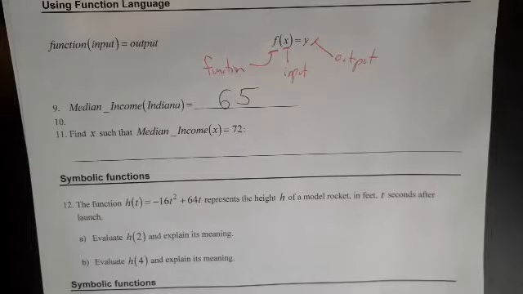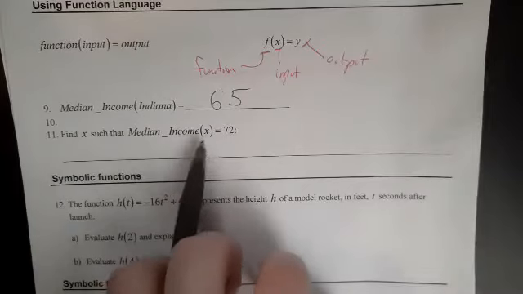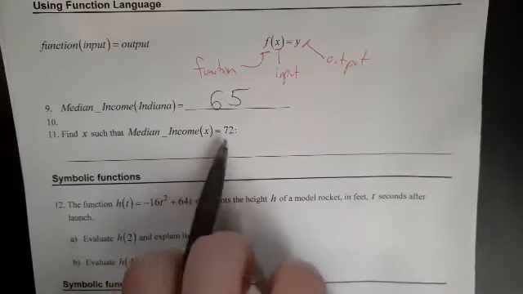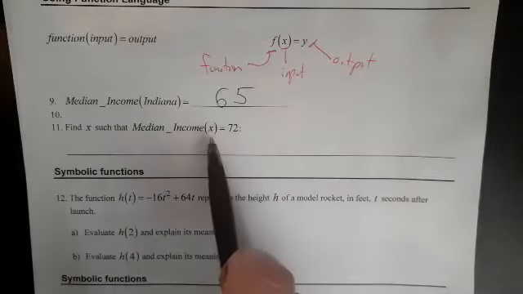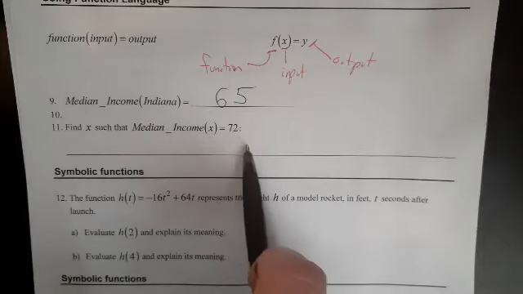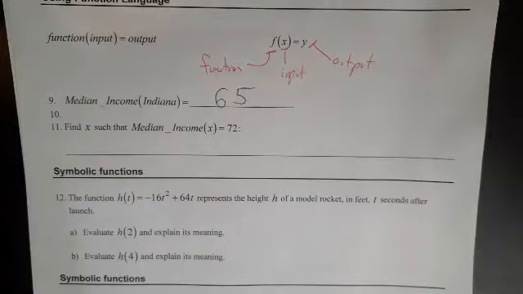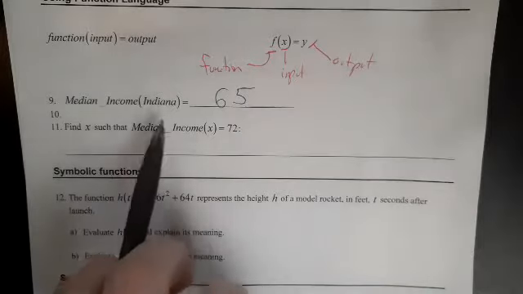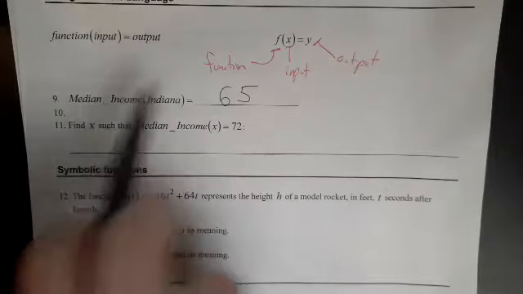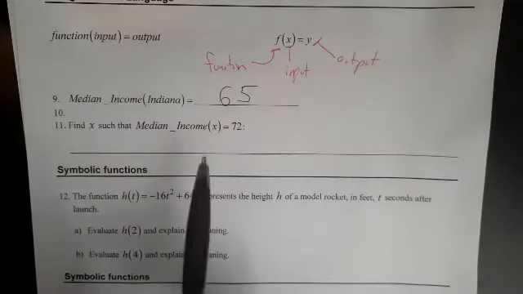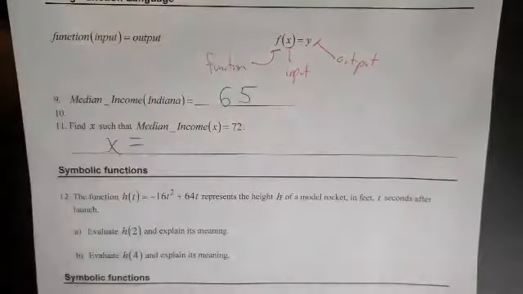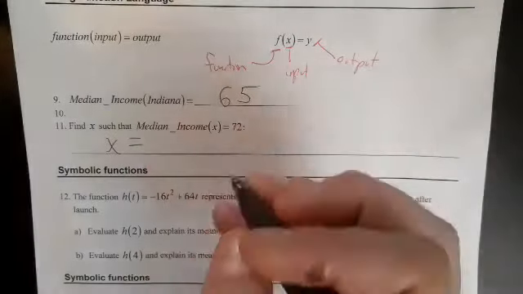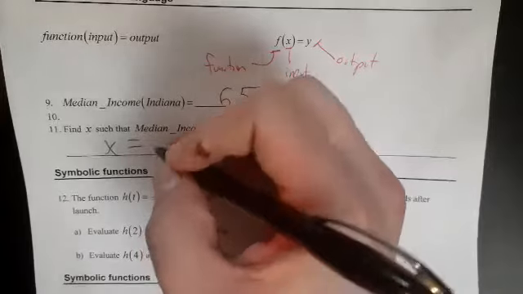Number 11. For the median income, they want to know x, which is our input, to get to 72. So this is another way of asking which states had a median income of 72,000. If we plug Indiana into the median income, we get a number of 65. And this is like, well, what state would we need to plug in to get 72? So there are a few values that our x could be. Three different states had that median income.